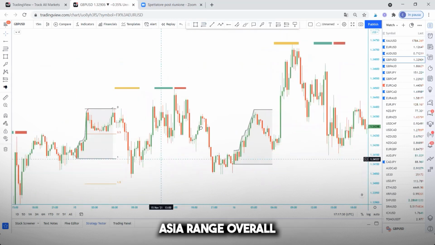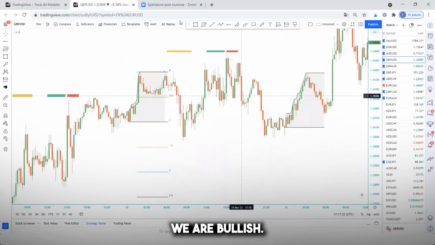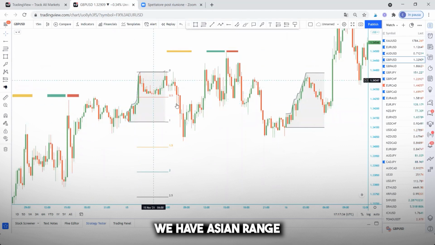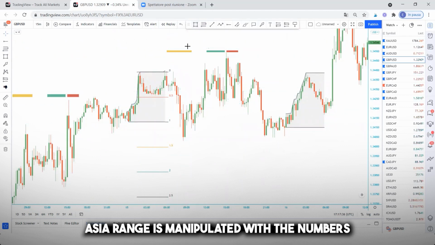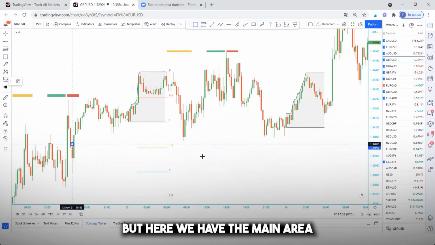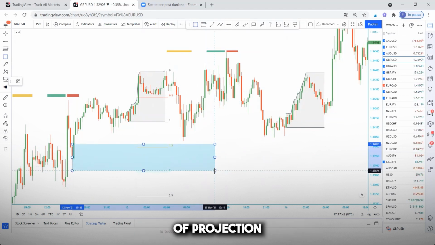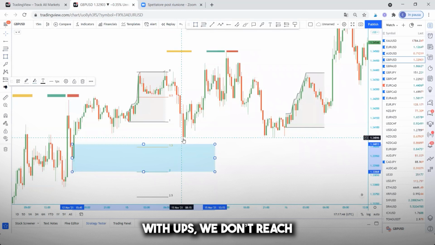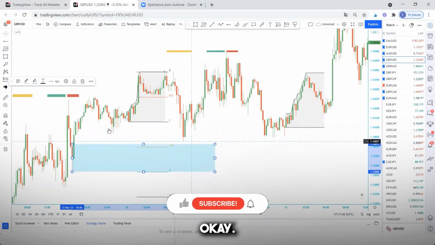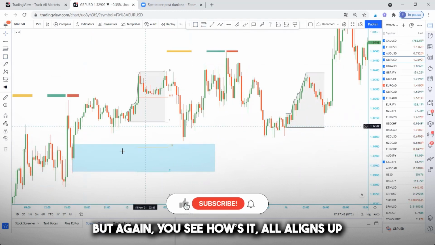Here, Asian range, overall, we are bullish, okay? We have the Asian range. The Asian range is manipulated during London, so London manipulation. Down here we have a demand area, which corresponds to the 1.5 projection. What happens? We don't reach it. So this is a missed trade, okay? But again, you see how it all lines up.